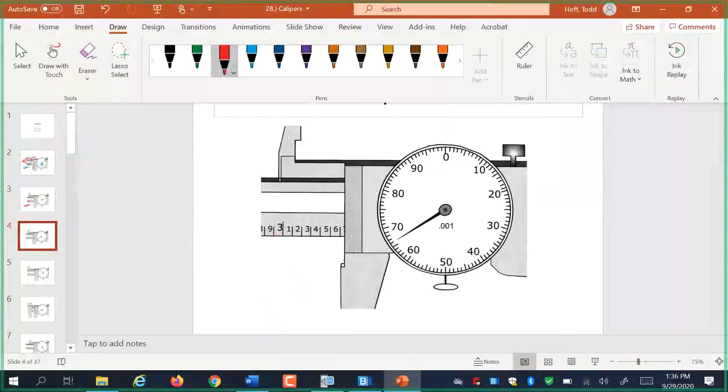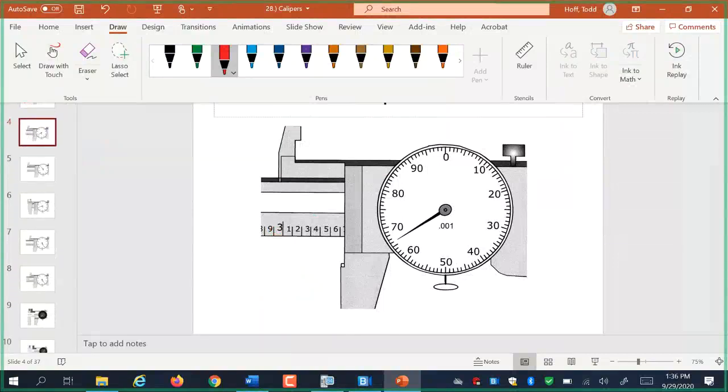So do this one with me. How many whole inches? Feel free to yell it out. 3. 3 whole inches, good. How many tenths of an inch? 6. 6, good. We're past the 6 here. And then on the dial? 66. 66. So 3.666 inches is that measurement.